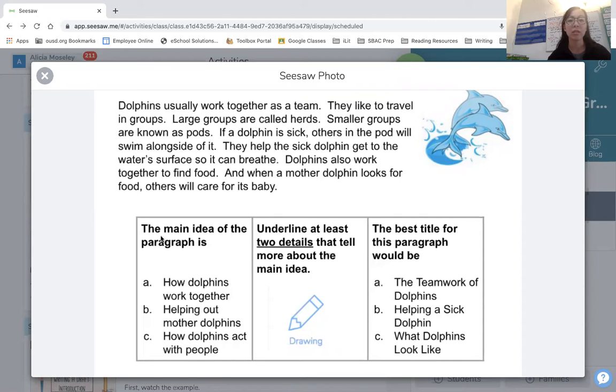The first one they ask is, the main idea of the paragraph is, well, remember the main idea of the paragraph is the most important thing about the topic. Well, we know the topic is dolphins because the whole paragraph is about dolphins, but we want to figure out, what did the author really want us to know about dolphins? Then you're going to click your drawing tool and you're going to underline at least 2 details that tell you more about that main idea. And then lastly, you're going to think, well, if you know the topic is dolphins, what about dolphins? And you're going to circle the best title for the paragraph.